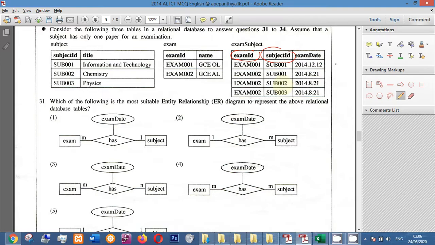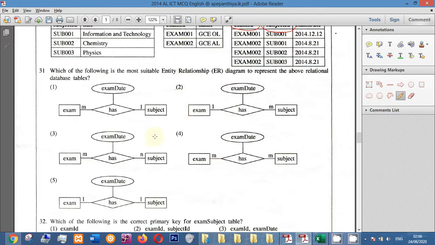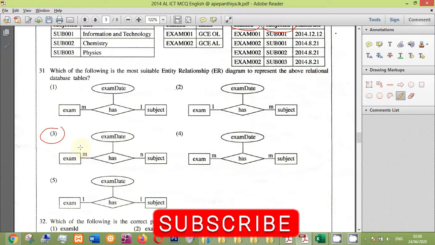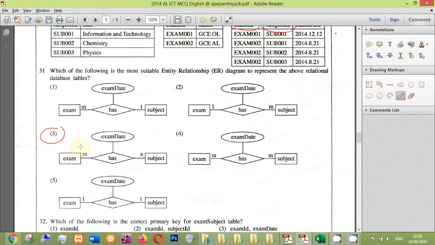Okay, right. So the answer is this, because it uses the correct representation. When we show many to many, we display it as M and N, not M and M. So this is the answer, right?